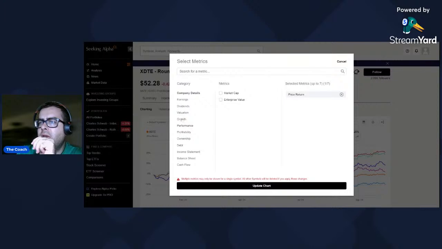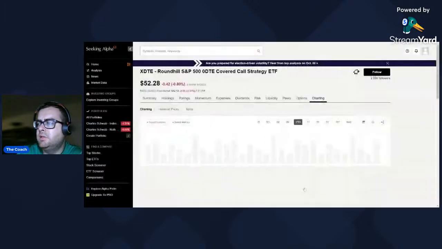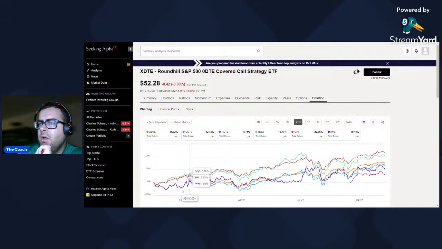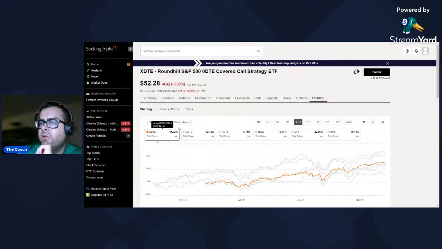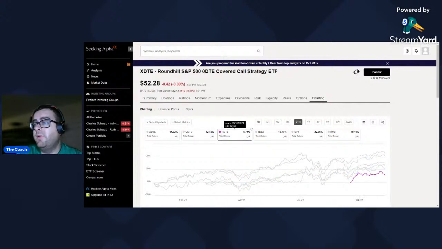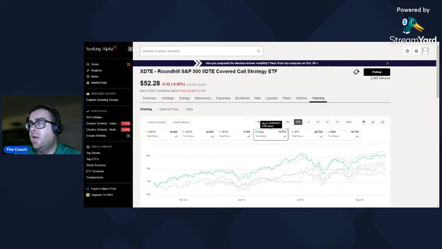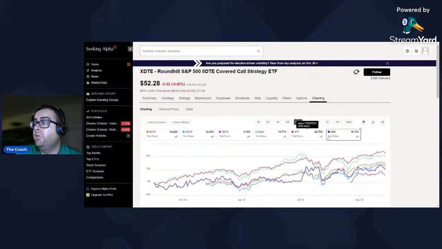Now let's look at total return, the crown jewel of investing, total return. Okay, so XDTE total return 14.62%, QDTE 12.45%. These numbers are slightly higher than what I have, and then RDTE 5.74%. And then, of course, the Qs are slightly higher, 19.77, and 22.75 for SPY. SPY is beating the NASDAQ, and IWM 10.19%.